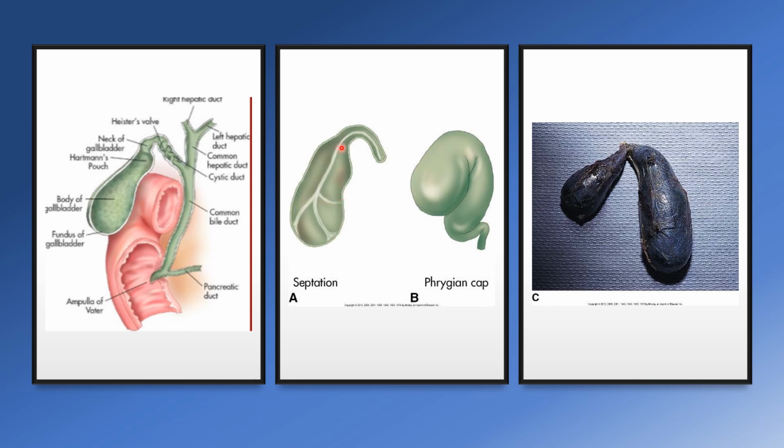Here's what our septations are going to look like. There can be a single septation or there can be multiple septations. And then a Phrygian cap, remember we said, was a folding over of the fundus of the gallbladder. Here you can see that duplicated gallbladder that we talked about earlier. We've got a full gallbladder over here and then a sort of vestigial gallbladder on this side.